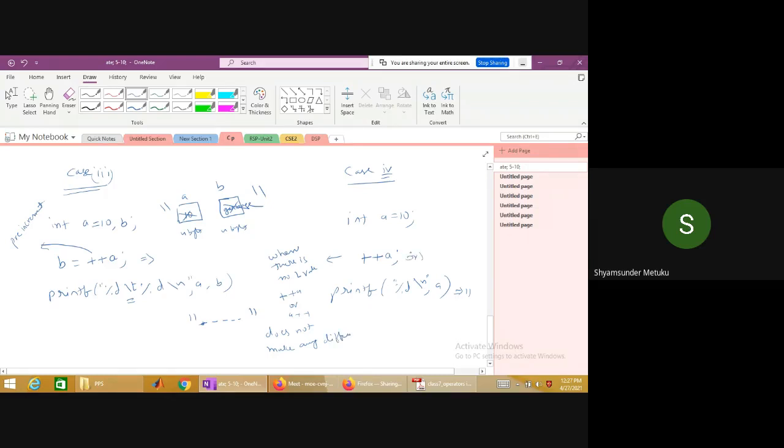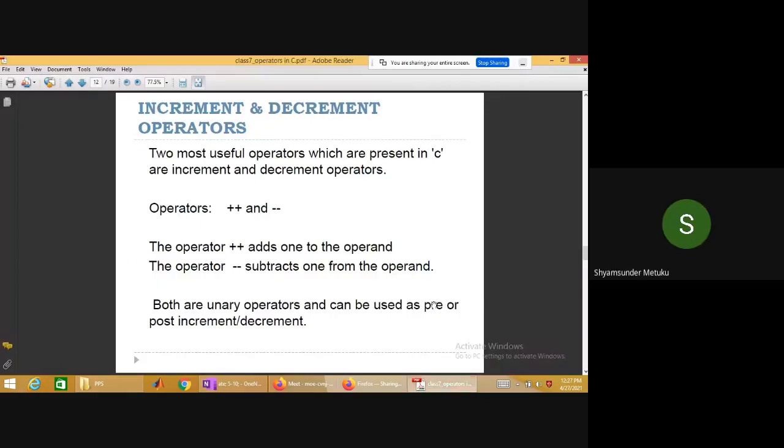Both are the same or not? Only when you assign to some other variable is there a difference. But if you write only the variable, a++ or ++a, post or pre-increment doesn't have any significance. Is it clear to all of you? So this is what we have about the increment and decrement operators.